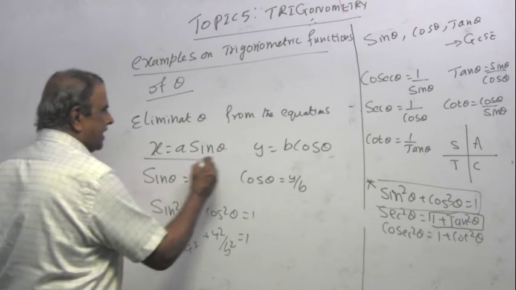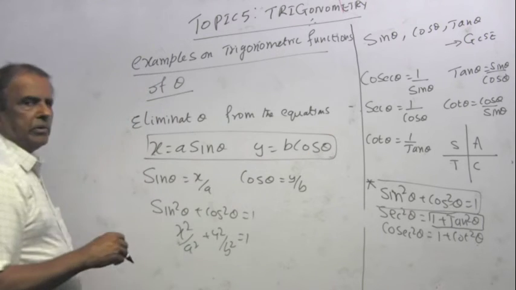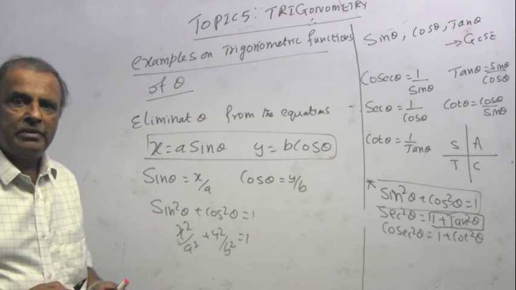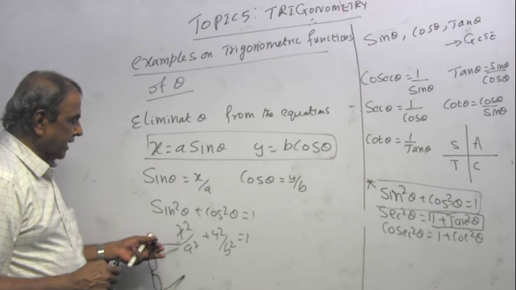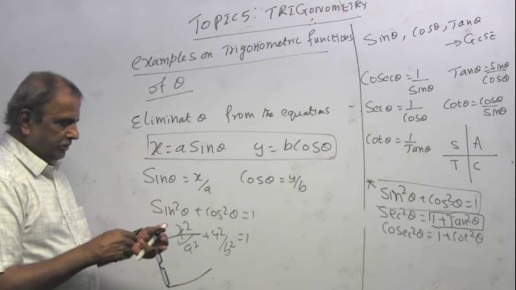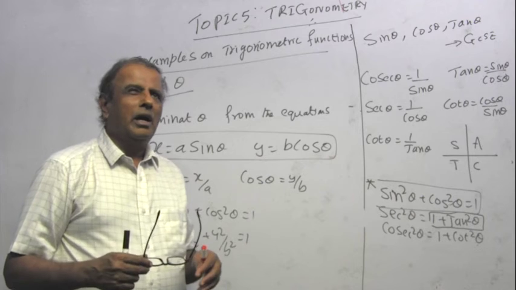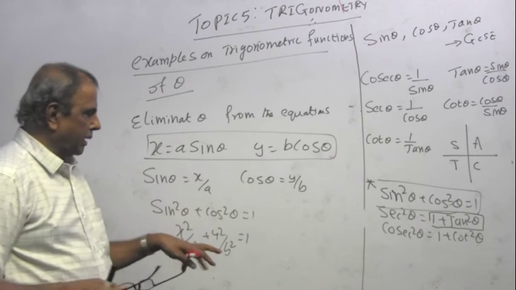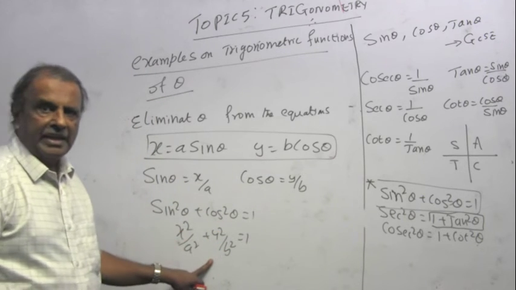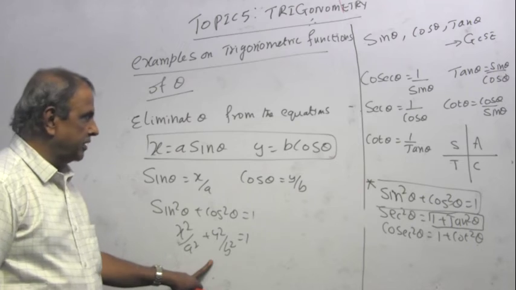These incidentally are the parametric equations of an ellipse. The Cartesian equation of an ellipse is x squared over a squared plus y squared over b squared equal to 1, where b squared is a squared times 1 minus e squared. So, people doing further maths, you will have learned that in coordinate geometry.